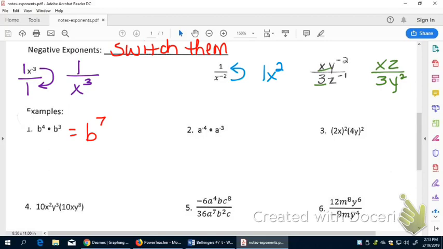Number 2 is also a multiplying problem, and we still add the exponents. There are negatives, but combine it first and then worry about the negative. So that would be a to the negative 7. And then we want to move it to the bottom to make it have a positive exponent.